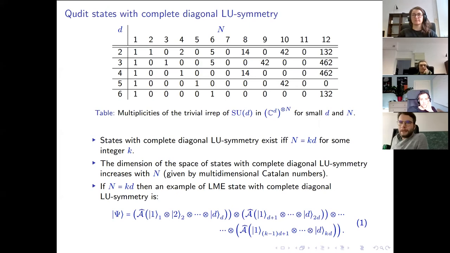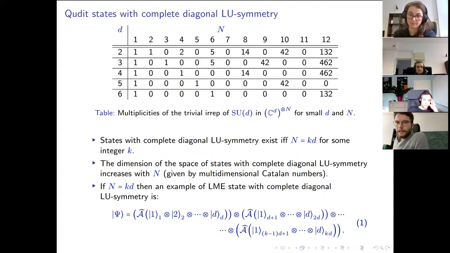It is known, because it has been done using other methods, what these numbers are analytically. And we were also able to recreate this result using a slightly different version of the Littlewood rule. And we also gave some examples. So for example, here is such a state.